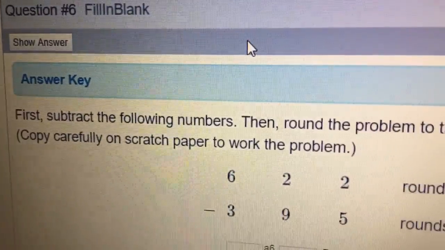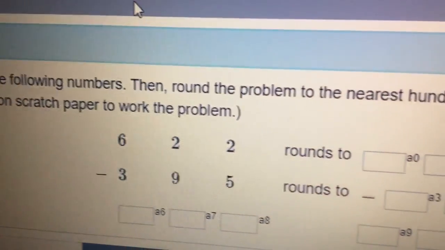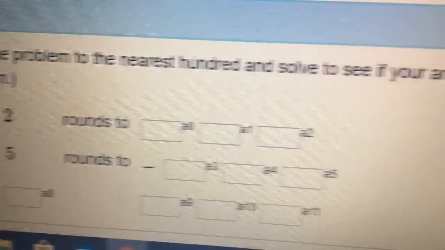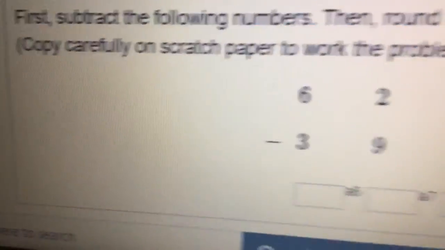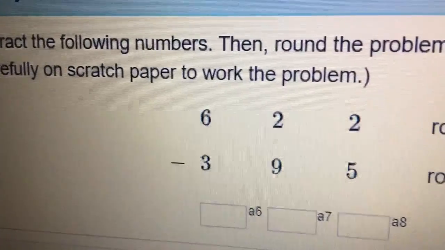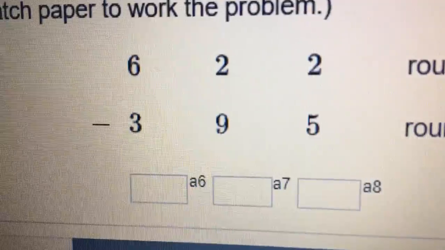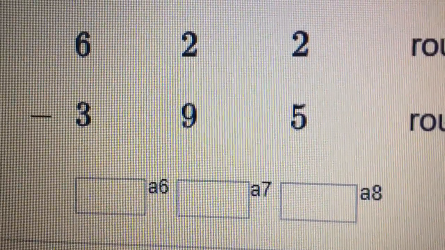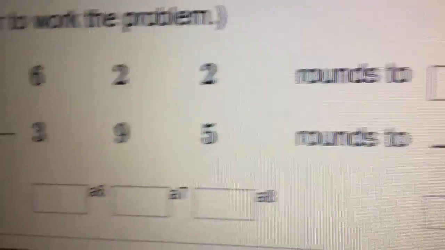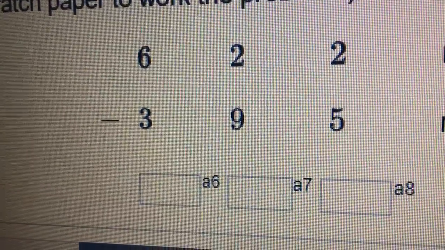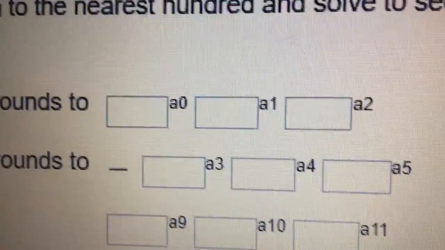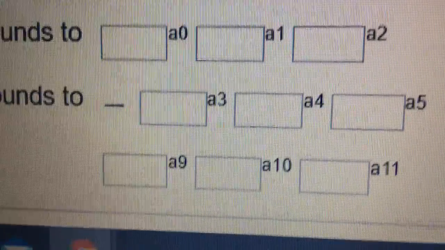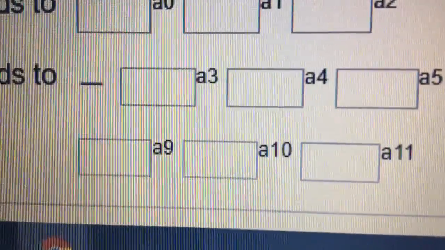Question 6. First, subtract the following numbers, and then round the problem to the nearest 100 to solve to see if your answer is sensible. Copy carefully on scratch paper to work out the problem. So you're going to subtract this problem and type the answers in those boxes. Then you're going to round those. What does 622 round to? You'll type it in over here. What does 395 round to? And then you'll type it in over here. And then you will subtract them out and find your answer and type those in the boxes below.